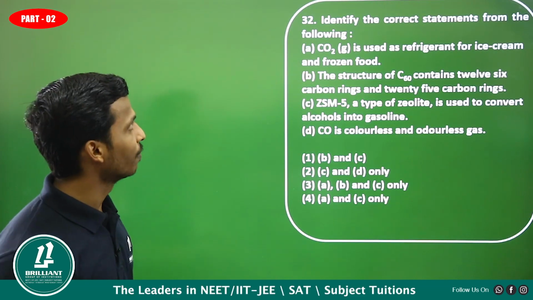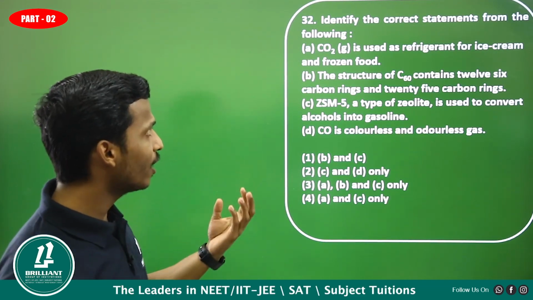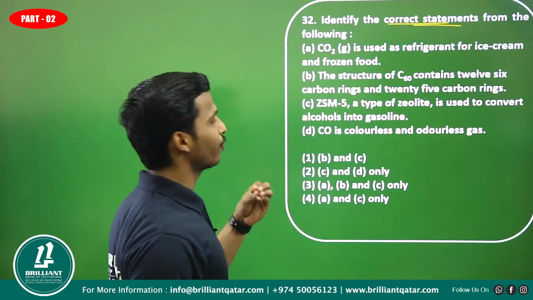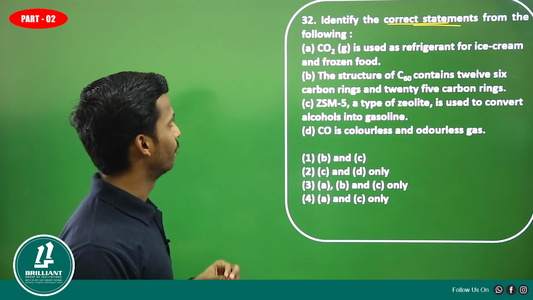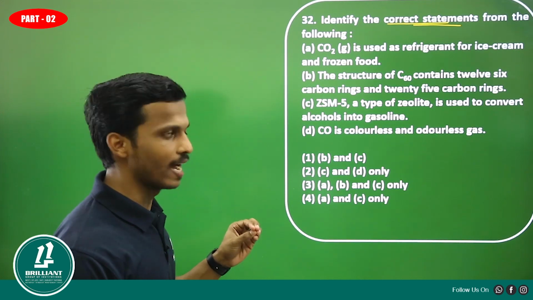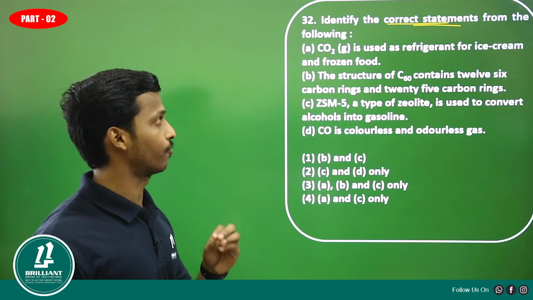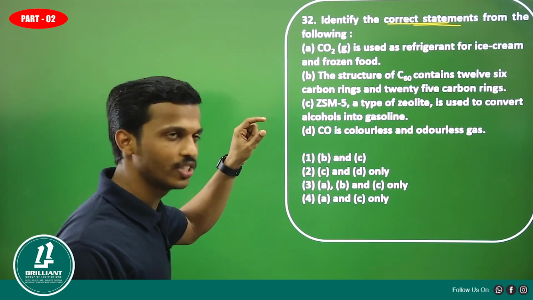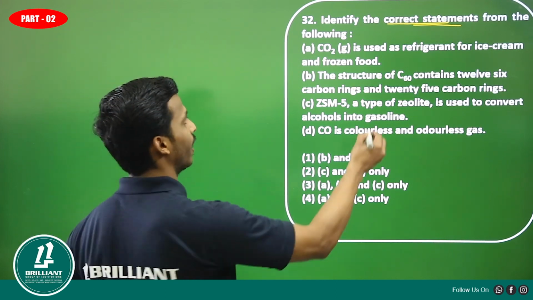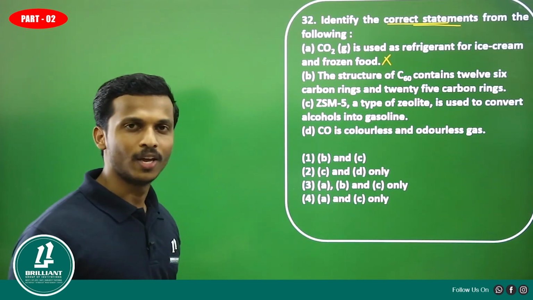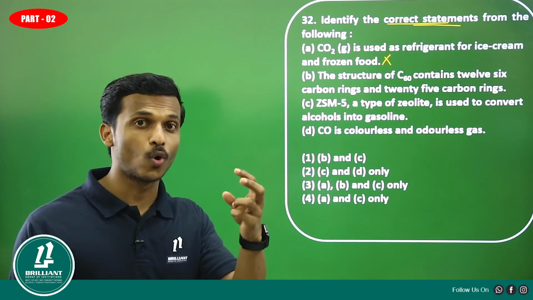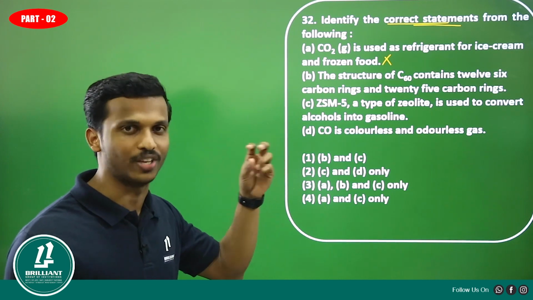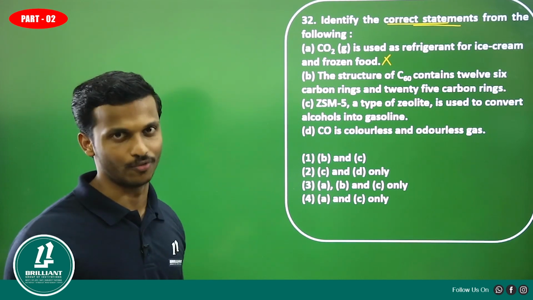Here we have question number 32. Identify the correct statement from the following. Option A: carbon dioxide gas is used as a refrigerant. Read the sentence very carefully. No, it's a wrong statement. What is wrong here? Solid carbon dioxide is called dry ice, and that is used as a refrigerant for keeping ice cream and frozen food.